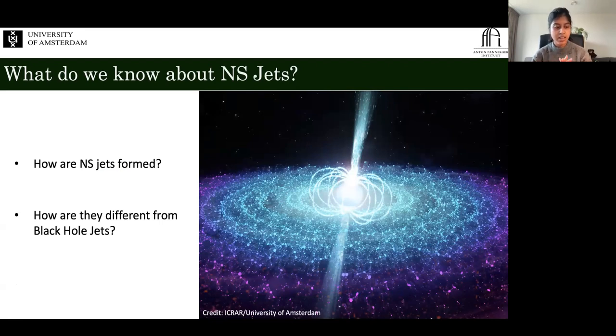neutron star jets. Now, you see jets in both black holes and neutron stars. Now, though there has been really a lot of study, both theoretically and from an observational point of view, on black hole jet formation, there has not been much study on neutron star jet formation. So currently there are two main classes of theories.